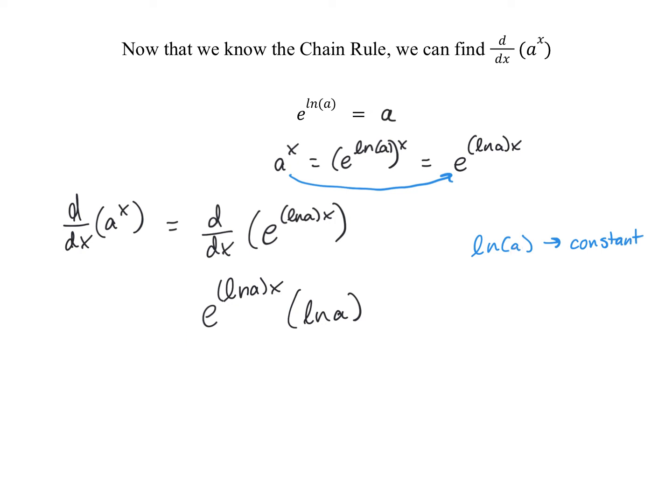So here we have our derivative. We can simplify it a little bit more because we know that e to the natural log of a is just a. So this just becomes a to the power of x times the natural log of a. So this is actually our derivative. So d dx of a to the power of x. This is our derivative of any non-e base exponential function.